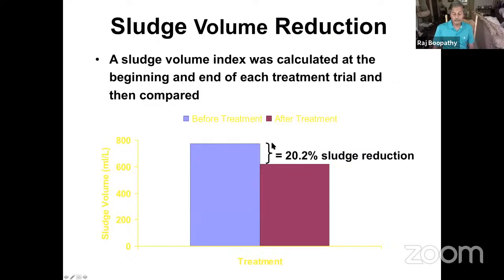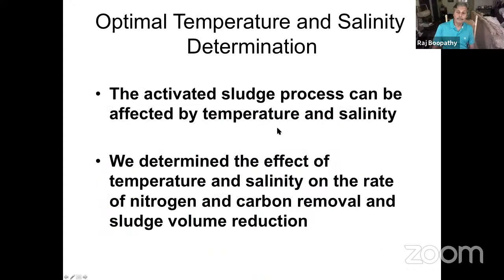And you can see during the process, we removed 20% of the sludge, and the sludge was removed because of the bacterial action. And then we played around with the optimum temperature and salinity, because the operation of these reactors needs to be optimized for local conditions. Some farmers use low salinity to grow shrimp, at 5 parts per thousand. Some farmers grow at 28 parts per thousand, or 30 parts per thousand.